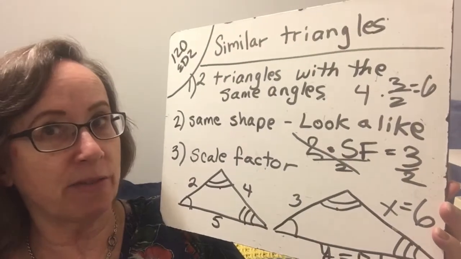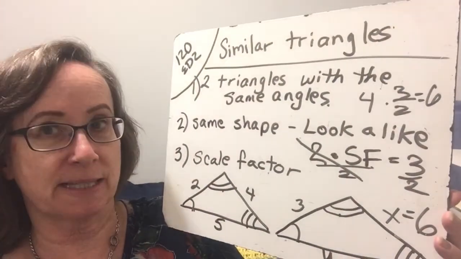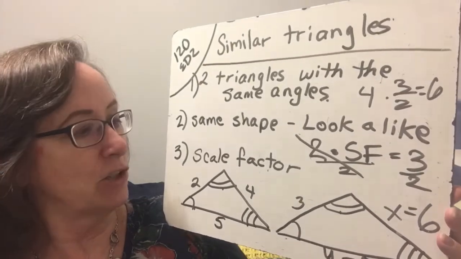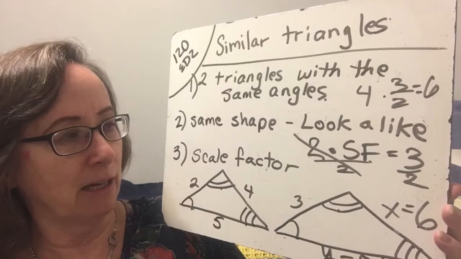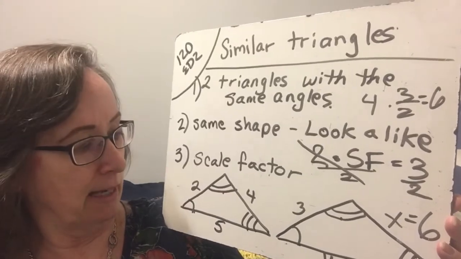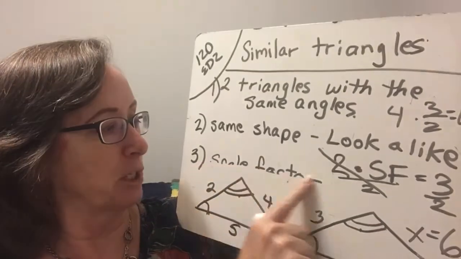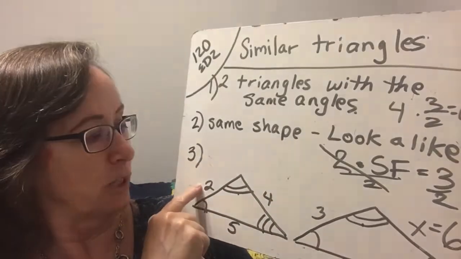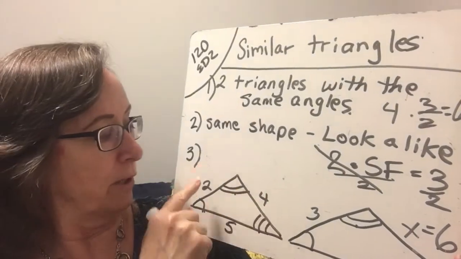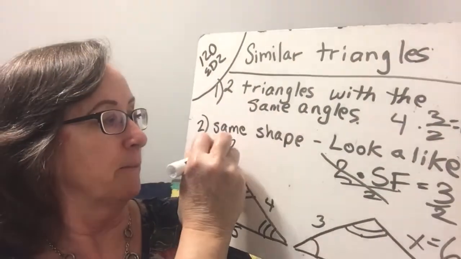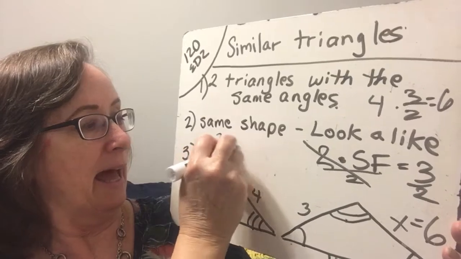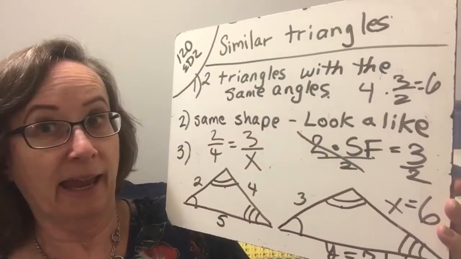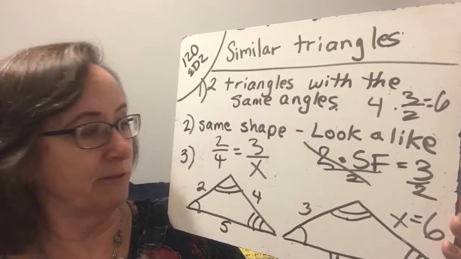Now, one other thing is true of similar triangles, and that's called proportionate sides. So I'm going to do the same thing using proportionate sides. Basically, I'm going to put it right here where the scale factor is. Since we knew all of these, we're going to say 2 is to 4 as 3 is to x, and we're going to solve for x.